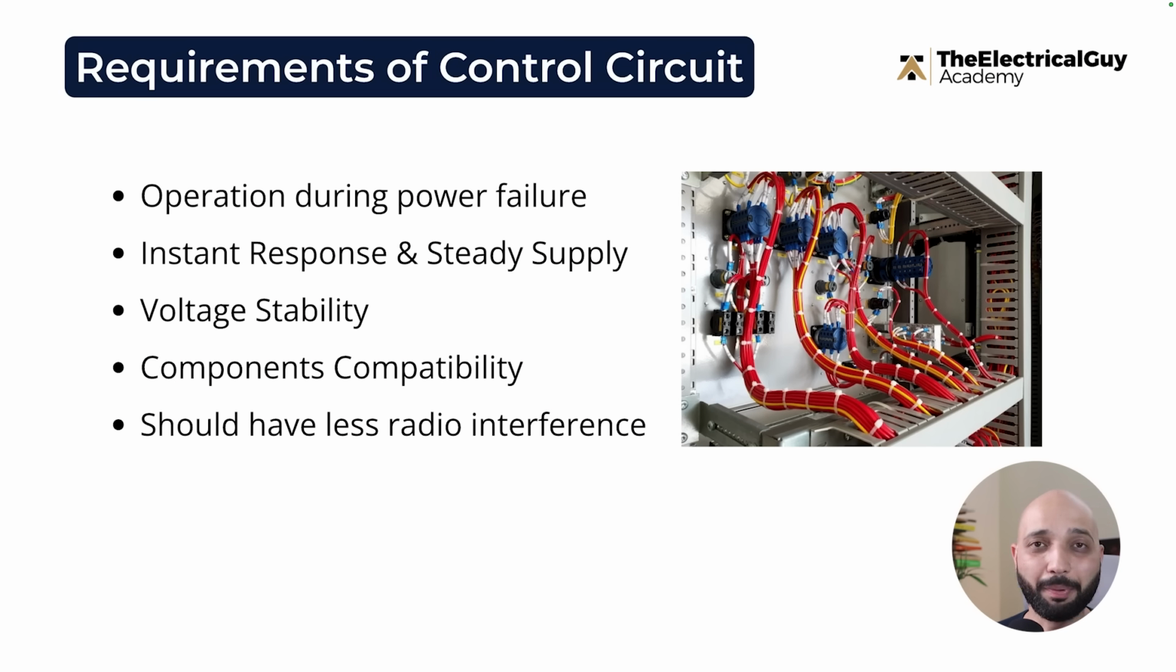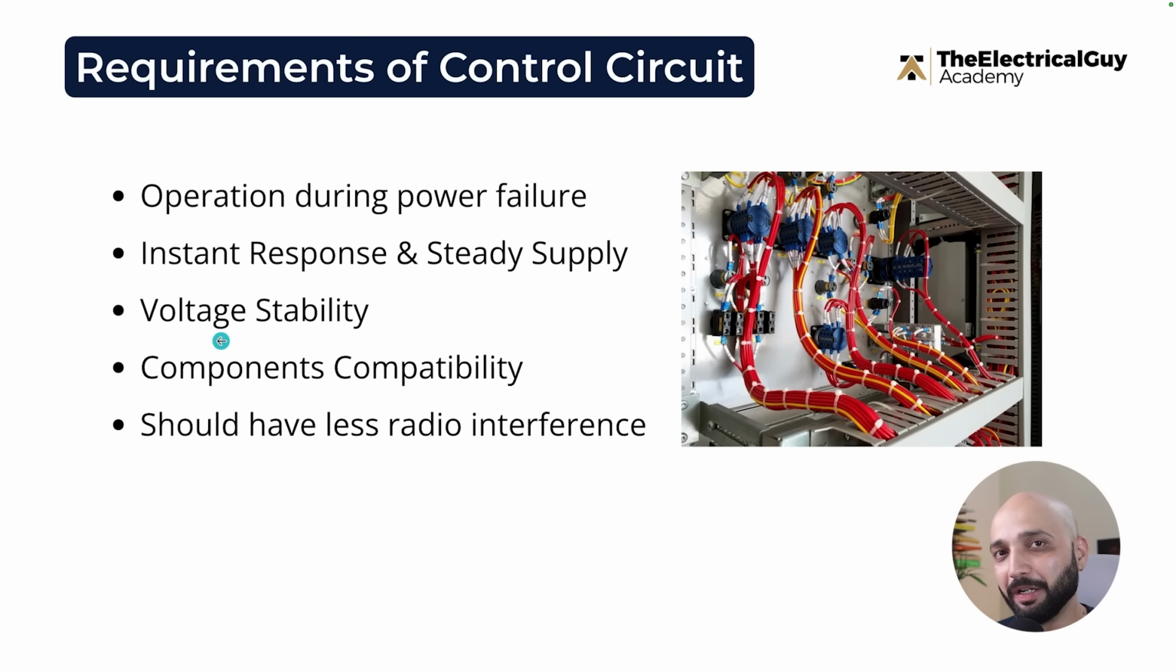Now, if we look at the auxiliary circuit or the control circuit, let's list down some of the requirements it has. Well, the first requirement we saw: it must operate during the power failure. That is one we already talked about. Then it should have an instant response and steady supply. Circuit breaker opening and closing commands depend on simple coils. We have a closing coil and a trip coil, and that coil needs a steady supply. If that is not there, maybe the breaker will not open, or maybe it will not close. So that is another very important requirement of control circuitry.